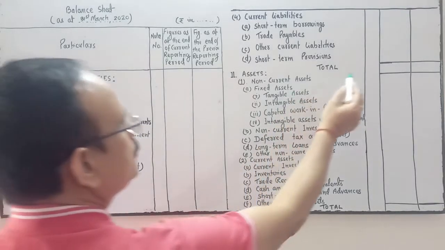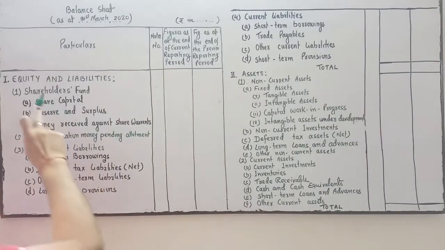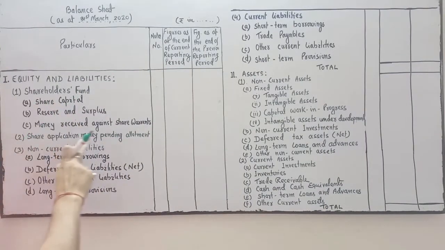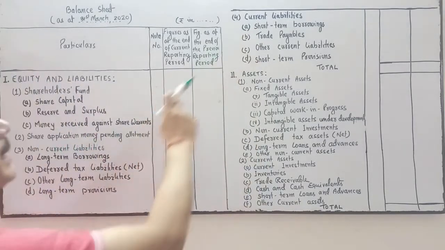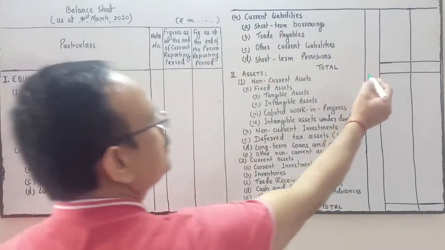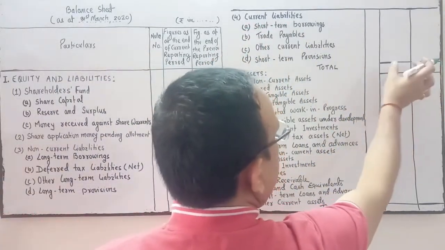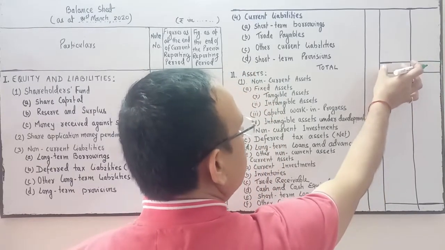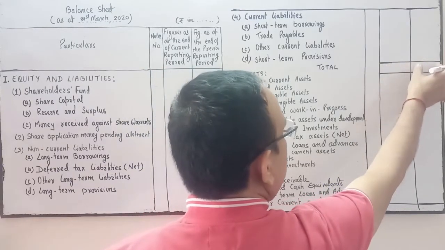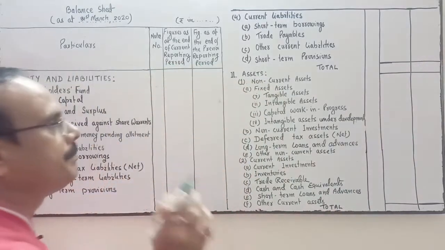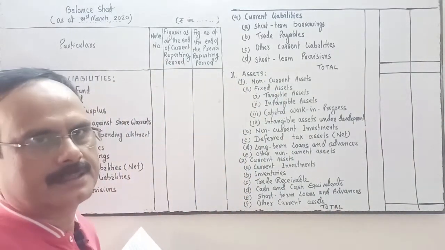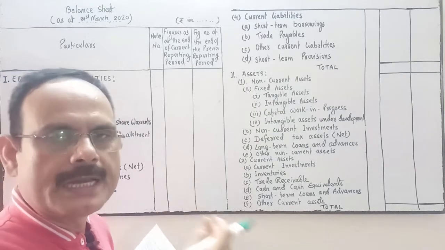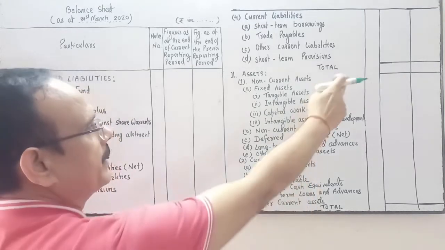So we'll do the total. So shareholders fund, share application money pending allotment, non-current liability and current liability. So do the total of the liability side. This is for the current reporting period total, and this is the total of the previous reporting period. Now come to the asset side. Assets. Liability is completed. Equity and liability is completed over here.